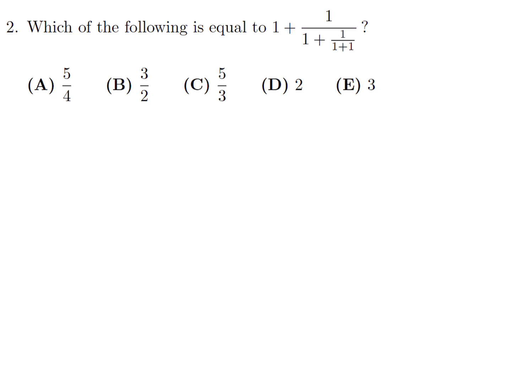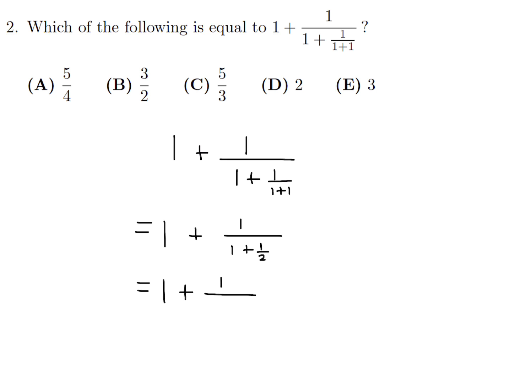Which of the following is equivalent to this expression? So we have 1 over a whole bunch of 1's. This one looks like 1 plus 1 over 2. And then if we keep going, that is 1 plus 1 over 2, which is 3 over 2. Then invert and multiply, and this becomes 2 over 3. And then finally, 1 plus 2 over 3 is 5 over 3. So number 2, the answer is C.